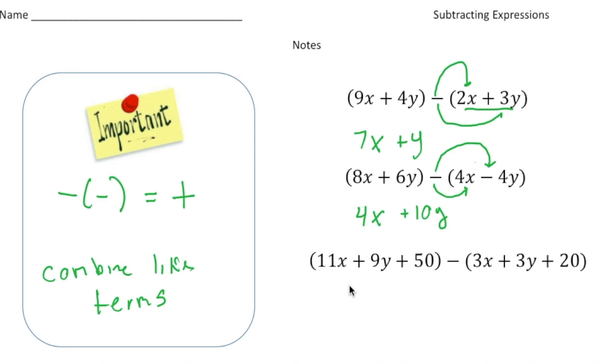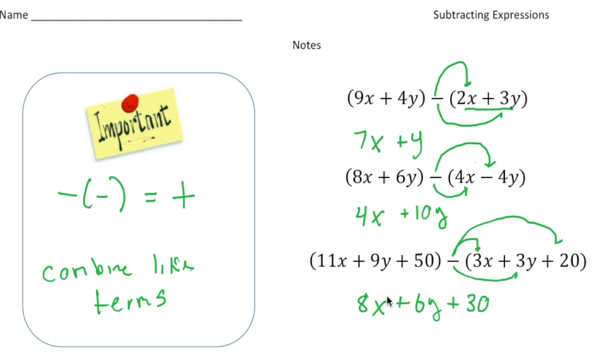The last one. Here we have a trinomial take away another trinomial, right? So we're going to subtract a 3x. We're going to subtract a 3y, and we're going to subtract this time a constant, which is a 20. So 11x take away 3x gives us an 8x. A 9y take away a 3y is 6y. And then finally 50 take away 20 gives us 30. And there it is.